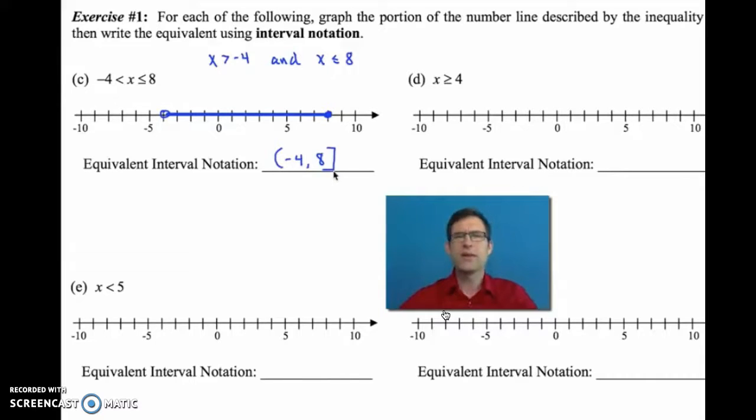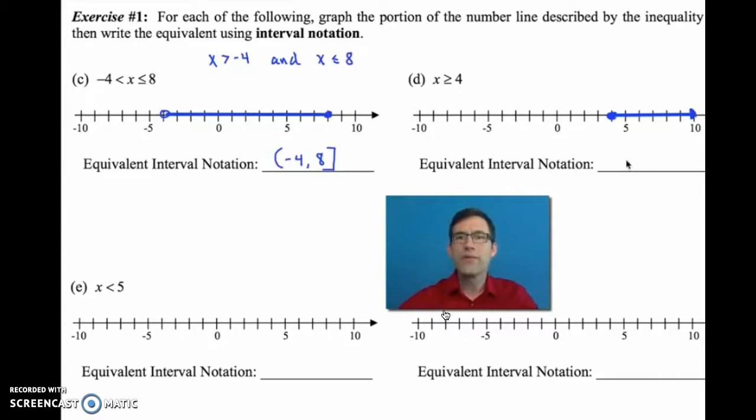Now, let's take a look at D. D seems a little bit more tricky, right? It says x is greater than or equal to 4. All right, so in other words, right, we've got the 4, and it's filled in, but now we're just coloring in all of this, right? And in fact, I just want an arrow there at the end. So how do we do this?